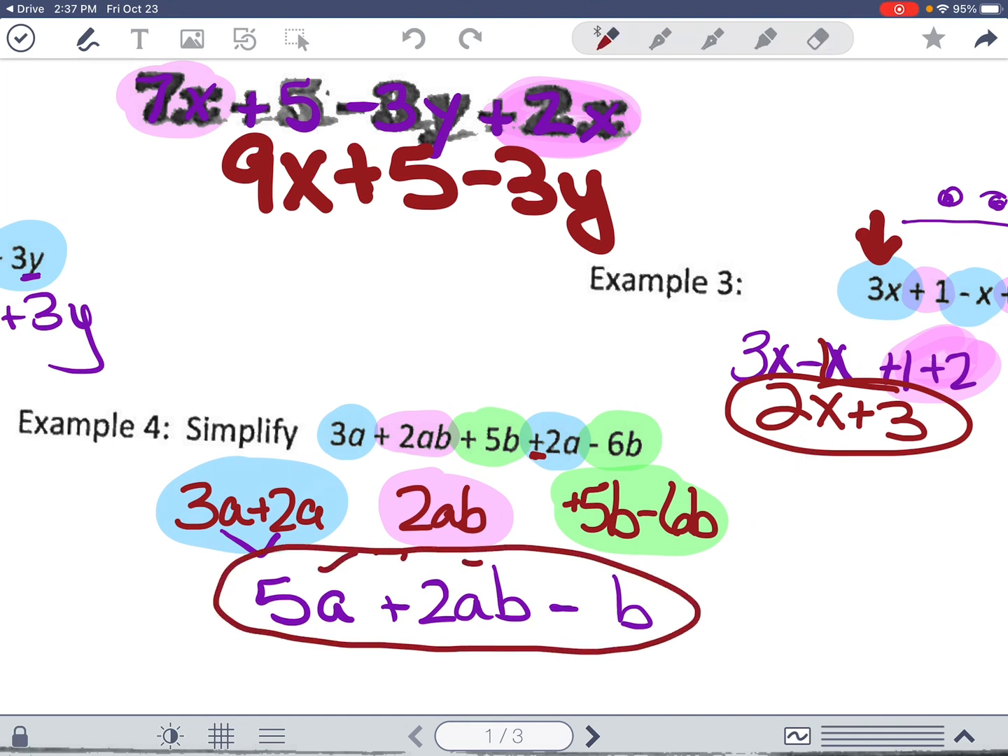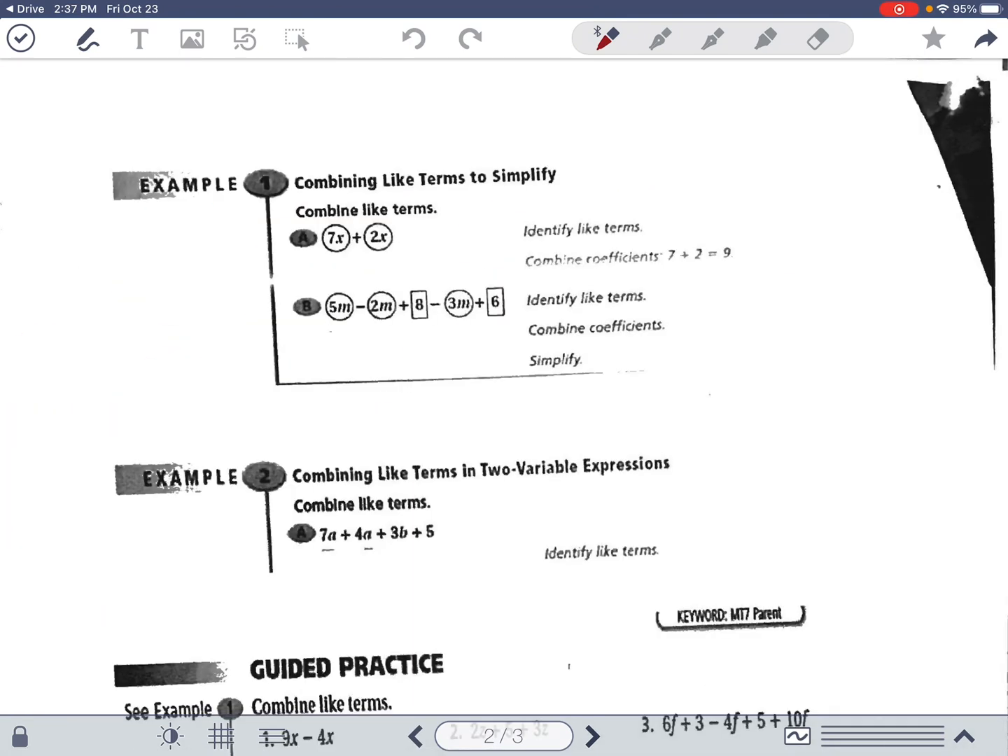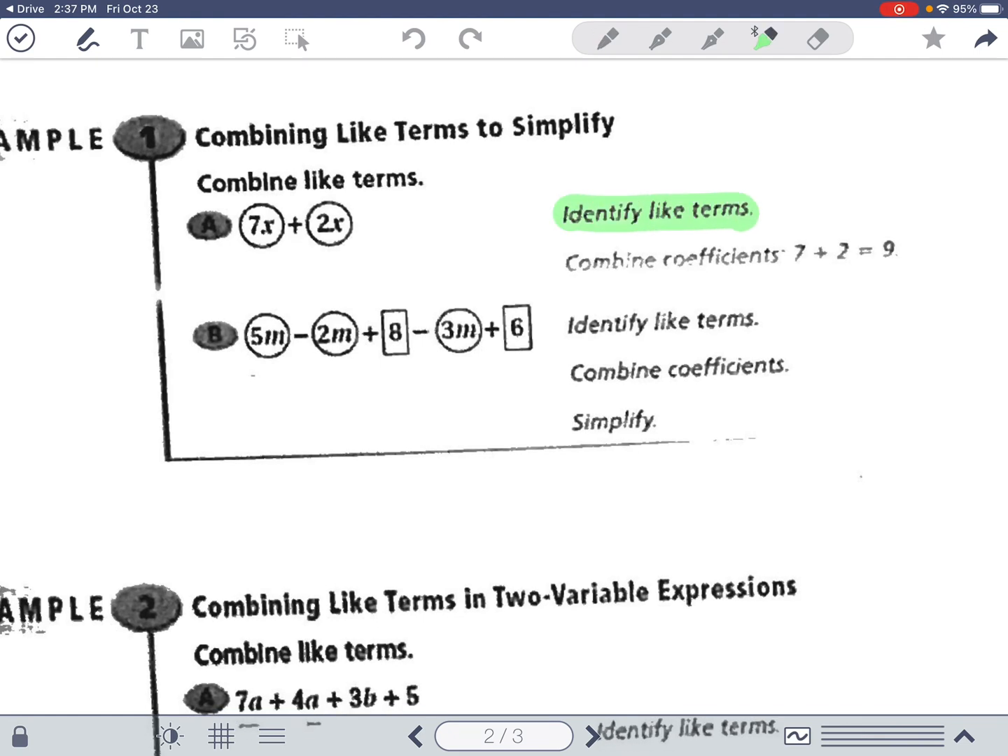3 different terms. Okay? Next, combining like terms to simplify. So now I'm just going to go through some more examples. You identify your like terms. That's what we were doing here. Then you combine their coefficients. The coefficient is the number to the left of the term that's being multiplied to x. So this would be 9x because 7 plus 2 equals 9.